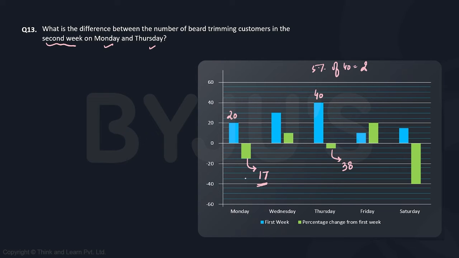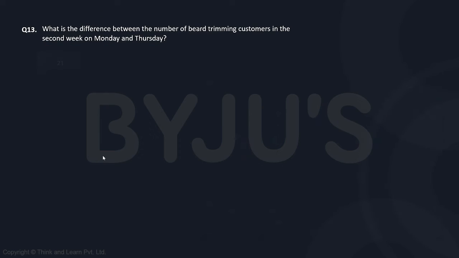So in the second week on Monday, it was 17. Second week, Thursday, it was 38. The question is asking you the difference between the two. So my answer is 38 minus 17 and that is equal to 21, which is a pretty easy question. All of you can do it pretty fast. 21 is the right answer for this question. Let's move to question number 14 from here.